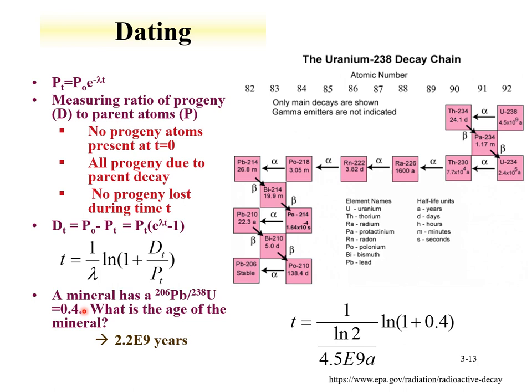At time zero, the progeny isotope lead-206 is not present. At time t, which is now, the progeny to parent ratio is 0.4. So this becomes the inverse of the decay constant times log of 1.4, and you get 2.2 billion years. That's a relatively consistent time frame for some zircons, and this technique is actually used for dating older zircons. Again, we use this equation. This is our fundamental equation. All we need to know is the decay constant and the ratio of the progeny and the parent today.